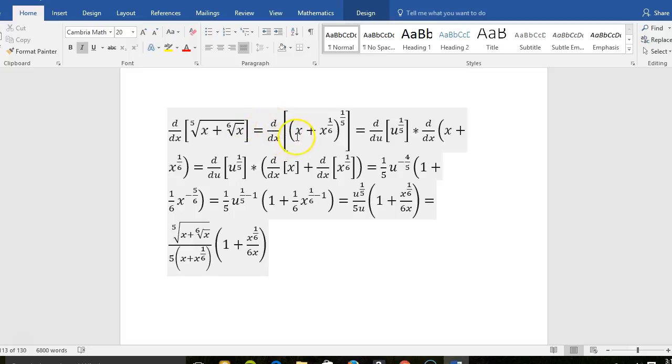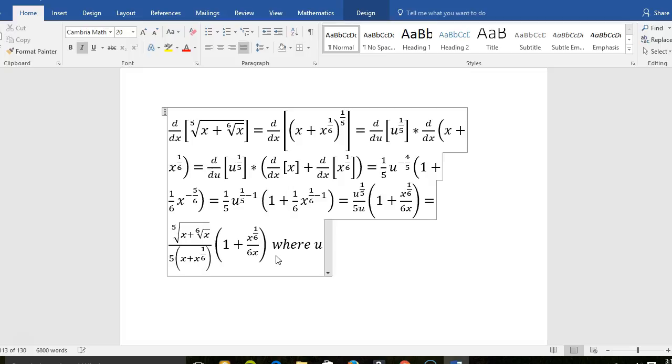That's d by dx of, now the interior is just x plus x to the 1/6, and we're raising that all to the 1/5 power on account of the fifth root. So we just need to do the chain rule. Now, guys, we're going to have to let u, I didn't specify, sorry about that. We're going to let u equal x plus x to the 1/6 power. You might could tell. Okay, u is going to be just the interior crust, x plus x to the 1/6.